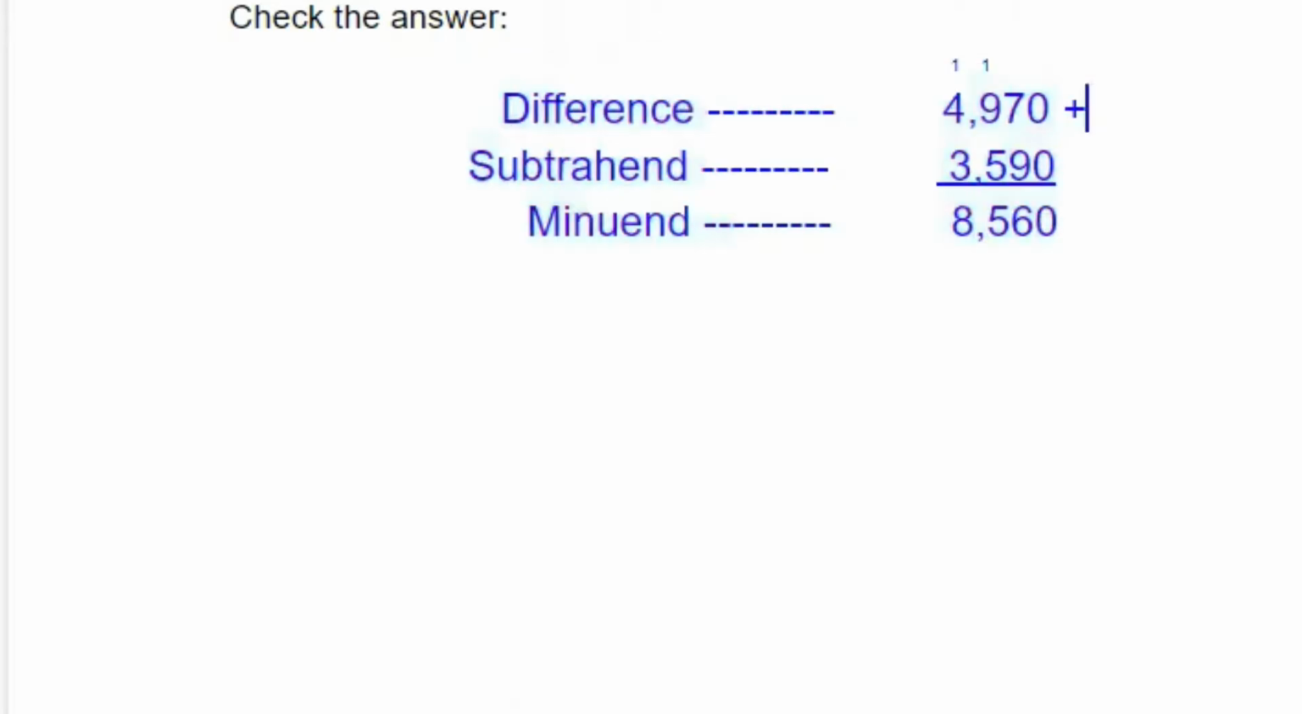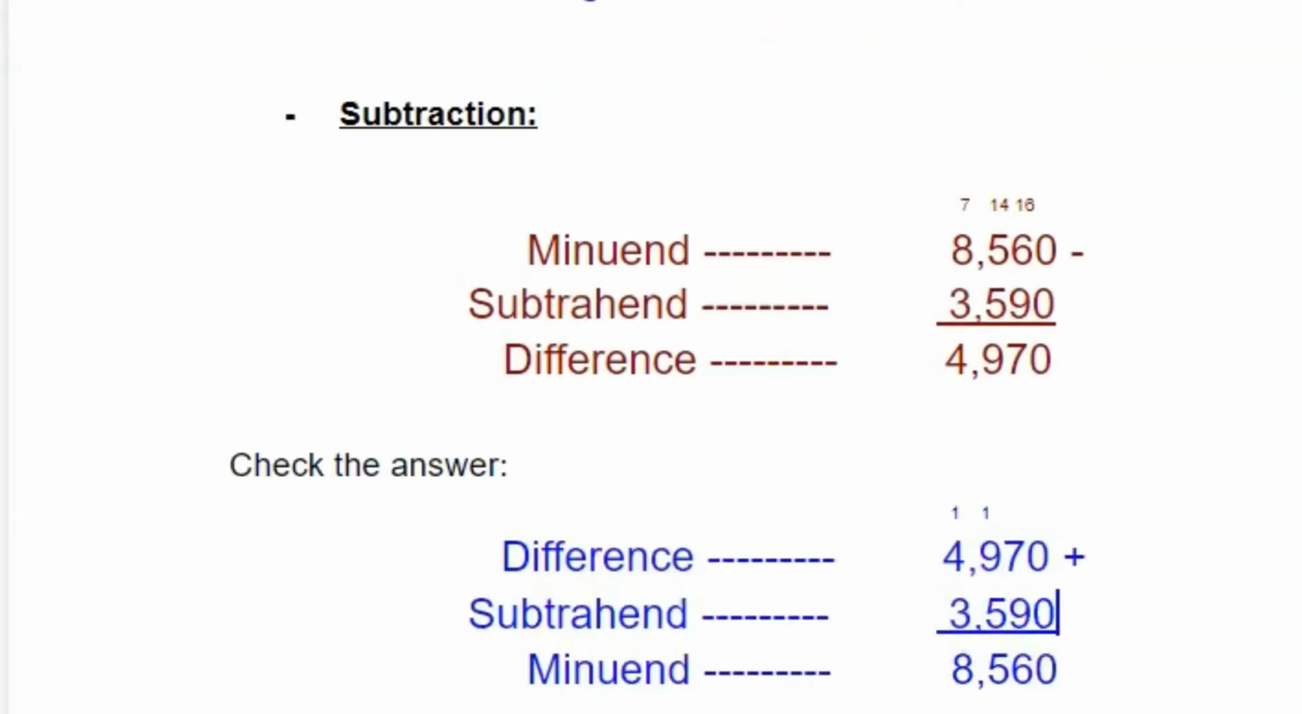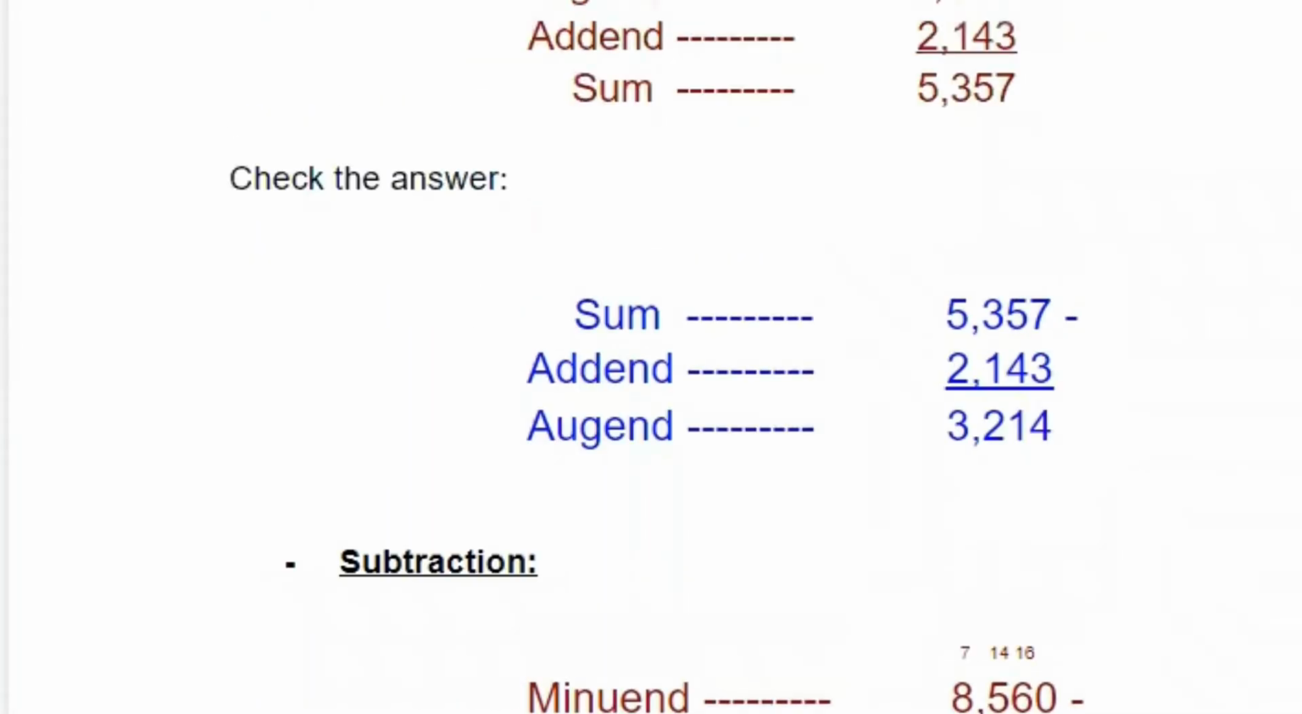Blue color, perfect. And let's check if this minuend is the same as this minuend. The blue minuend and the red minuend are the same number, yes or no? This number is 8,560 and this number is 8,560. So it means that we have done it right, it is correct.